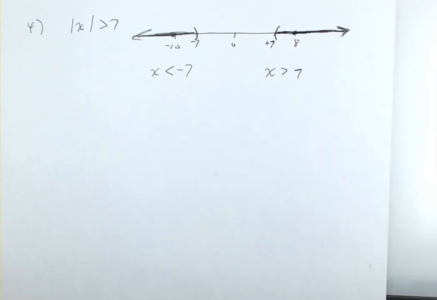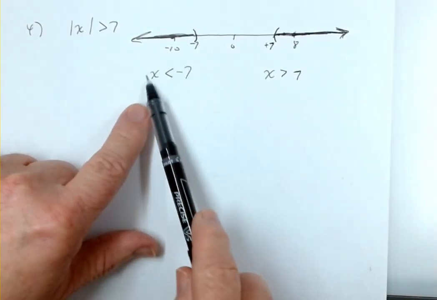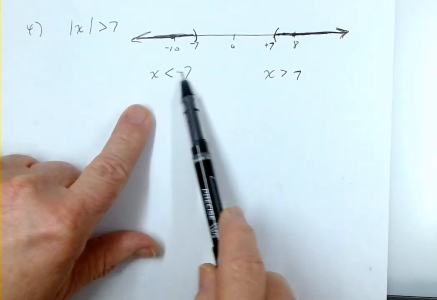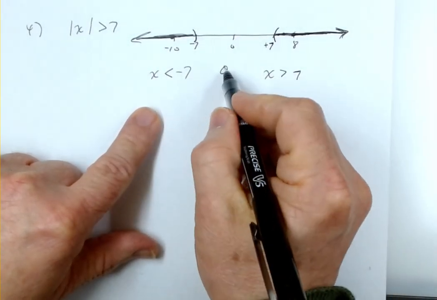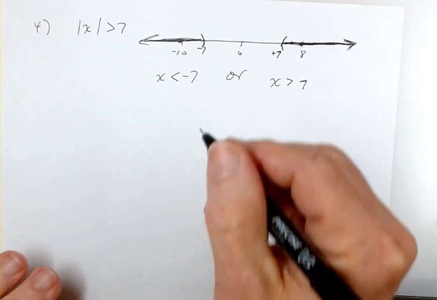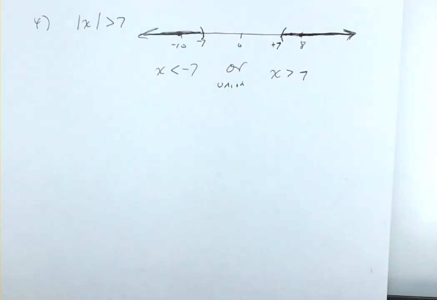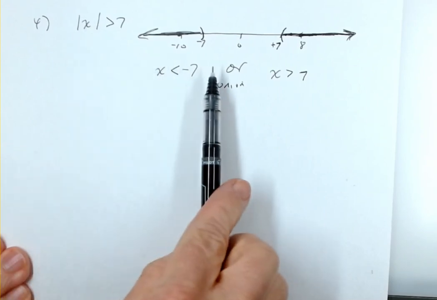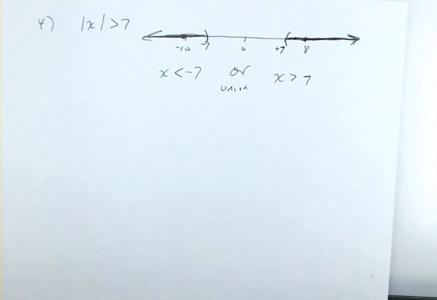All right, now, to make it better, you have to say this. My solutions would be any number less than negative 7, or any number greater than 7. So the or is the idea of union. Your solution set would be the union of those two sets. So the solution of this absolute value inequality would be the union of those two sets. So the or is needed here.